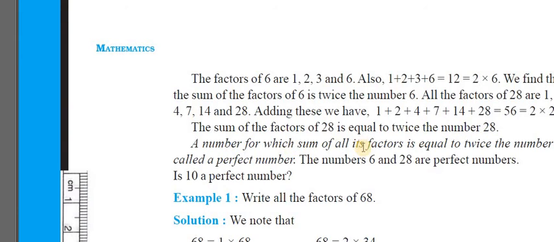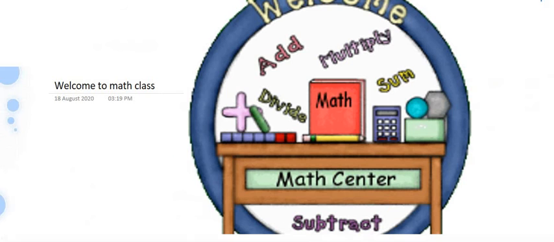A number for which the sum of all its factors is equal to twice the number is called a perfect number. In such cases, those numbers are called perfect numbers. Here in the example, the numbers 6 and 28 are perfect numbers. Is 10 a perfect number? We will see by finding the factors.